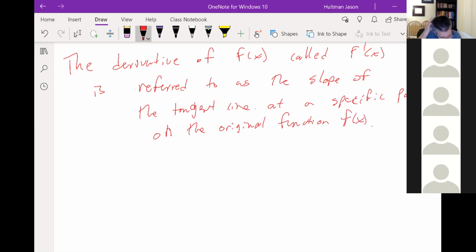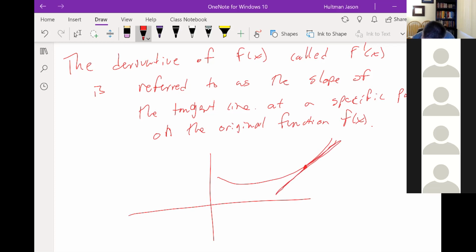Okay, so again, if we have a curve, the derivative is the slope of the tangent line. Here we have x, here we have our y value f of x. So here's the point x, f of x. And the derivative is the slope. So m is equal to f prime of x. The derivative is the slope of the tangent line.